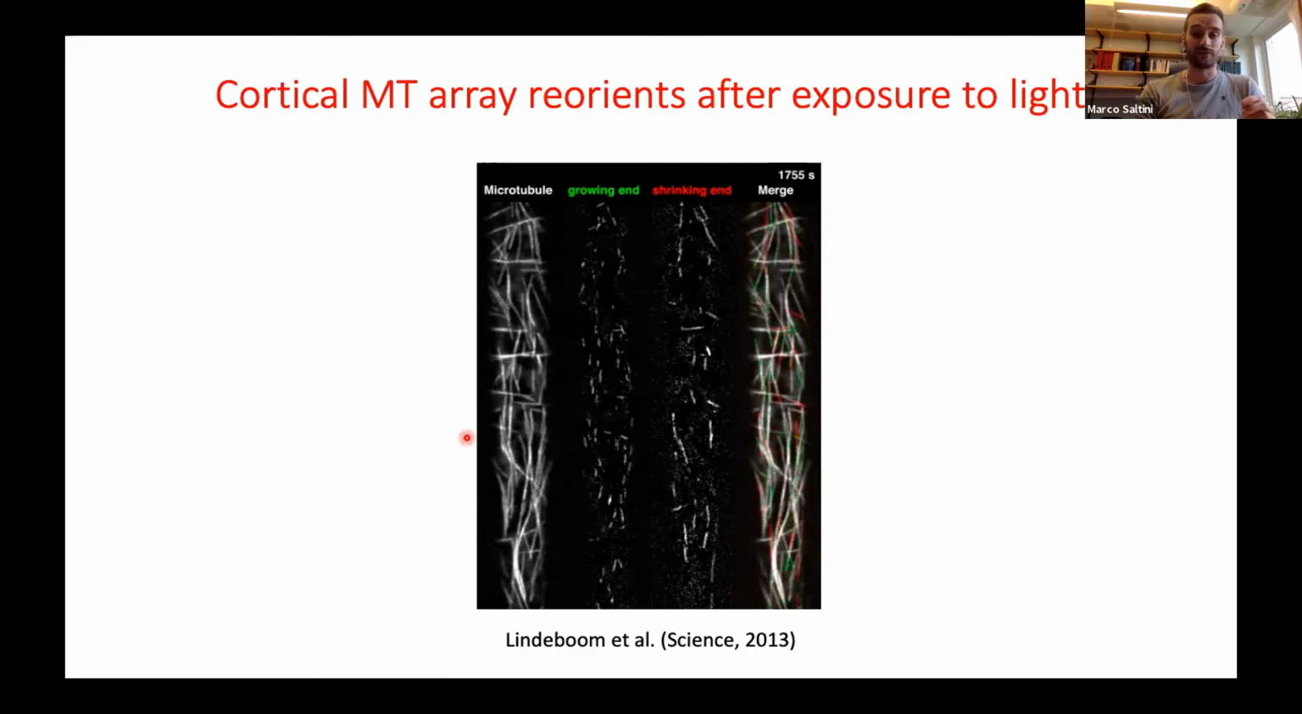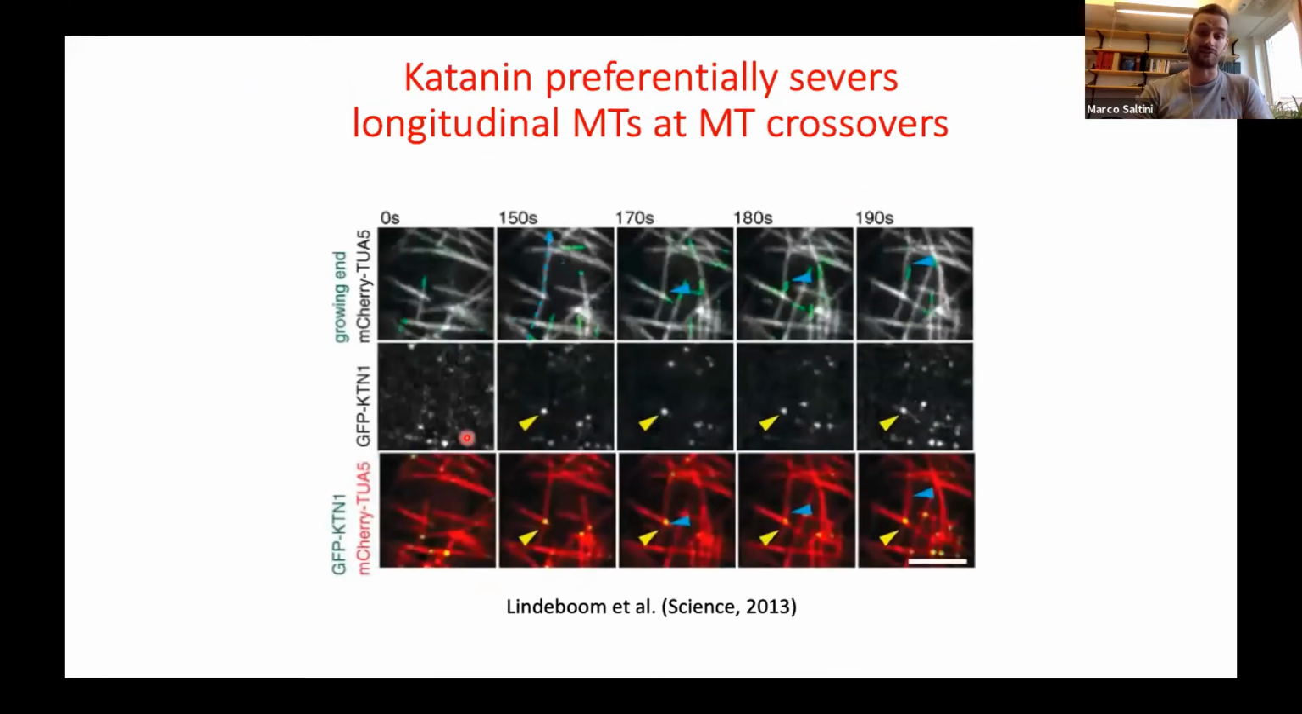Now, the generation of all these polymers in the longitudinal direction is due to the effect of Katanin. In particular, Katanin has been shown to localize at the crossovers between microtubules with different orientations. In this case, it localizes at the crossovers between a transverse microtubule and a longitudinal microtubule, and preferentially severs the newer microtubule of the two. In this case, of course, since we start from a transverse array, new microtubules are those that are oriented in the longitudinal direction.